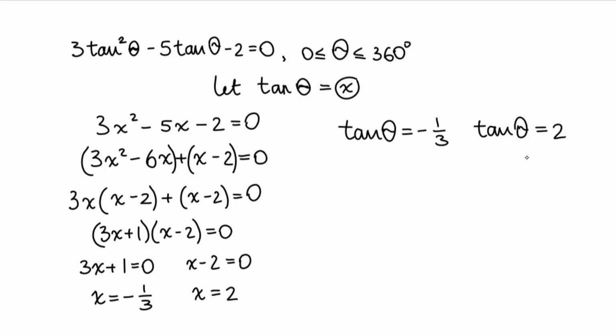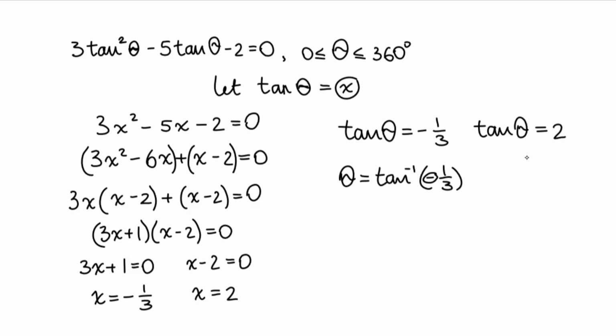Now let's think. There is no 3 in either of the special angle triangles. So this is not going to be a nice special angle, 60, 30, 90, 45, any one of those. So we need to use a calculator to determine tan inverse of -1/3. The only thing that we need to really think about is which quadrant tangent is negative in.